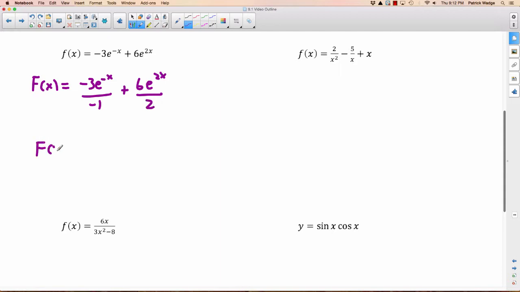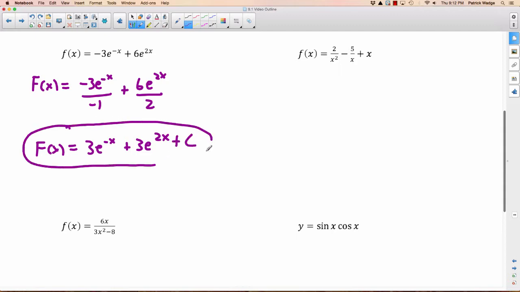So let's simplify and check. Negative divided by negative is positive. Don't need to worry about the 1 there. So 3e to the negative x plus 6 divided by 2 is 3e to the 2x. Okay, let's try. Oh, I almost forgot again. Almost caught myself before I finished my circling job here.